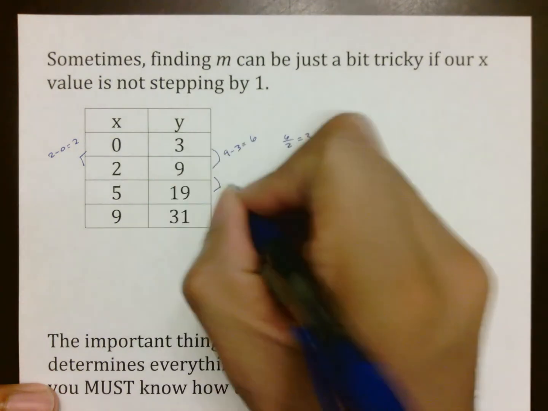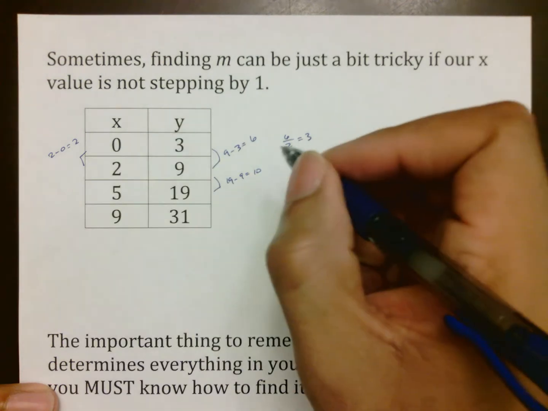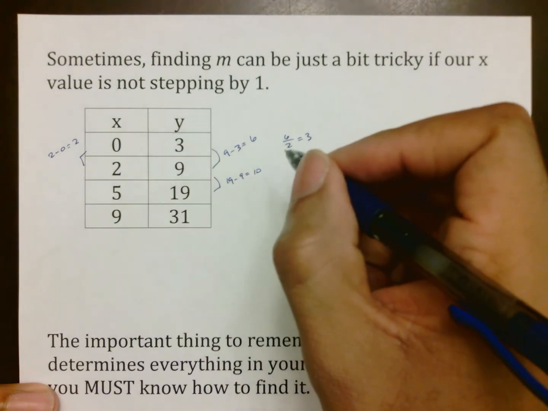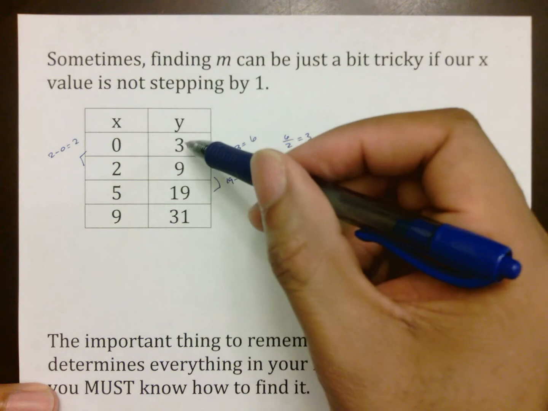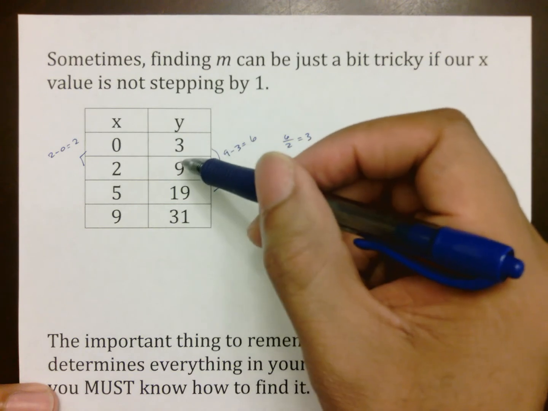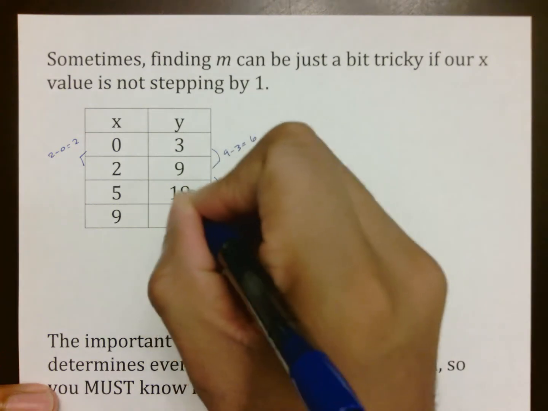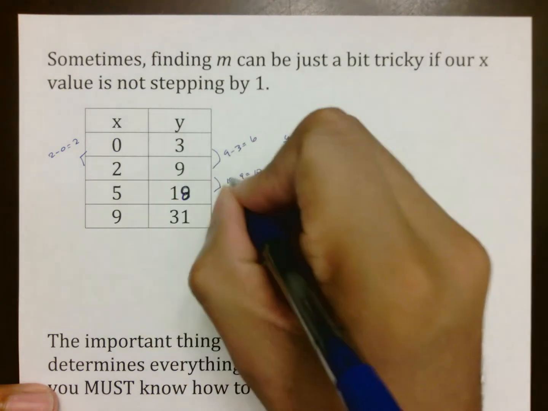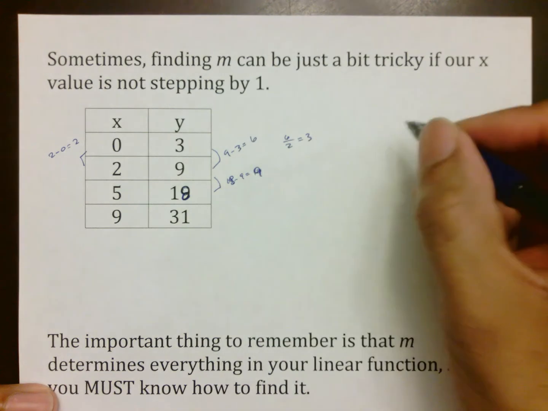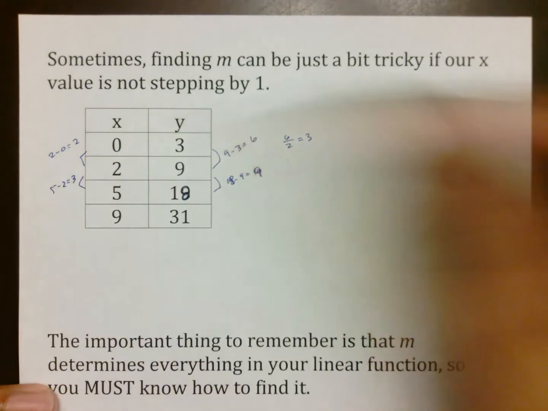Same thing here. 19 minus 9 over here, which is 10. I think that's messed up. Hold on real quick. This should be 18. Sorry. Fix that on your notes too. So that should be 18 minus 9, which is 9. And then over here, you do 5 minus 2, which is 3.